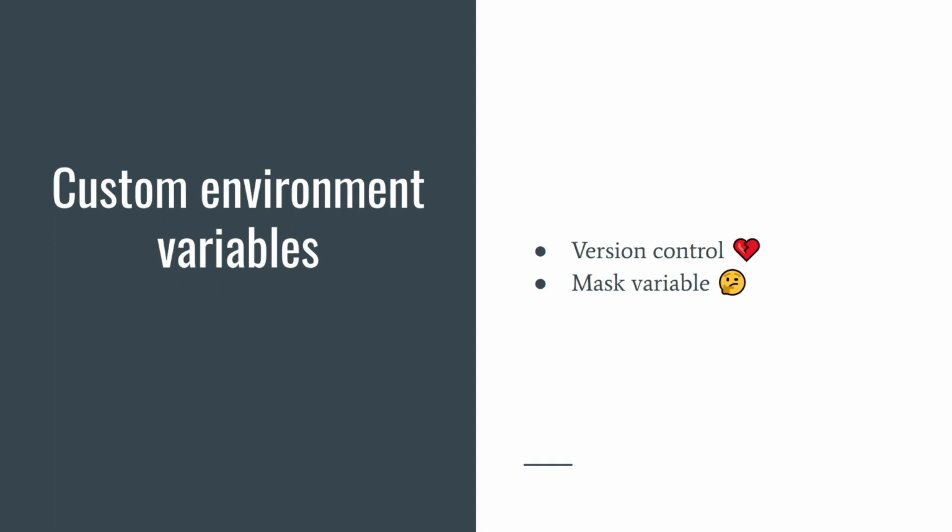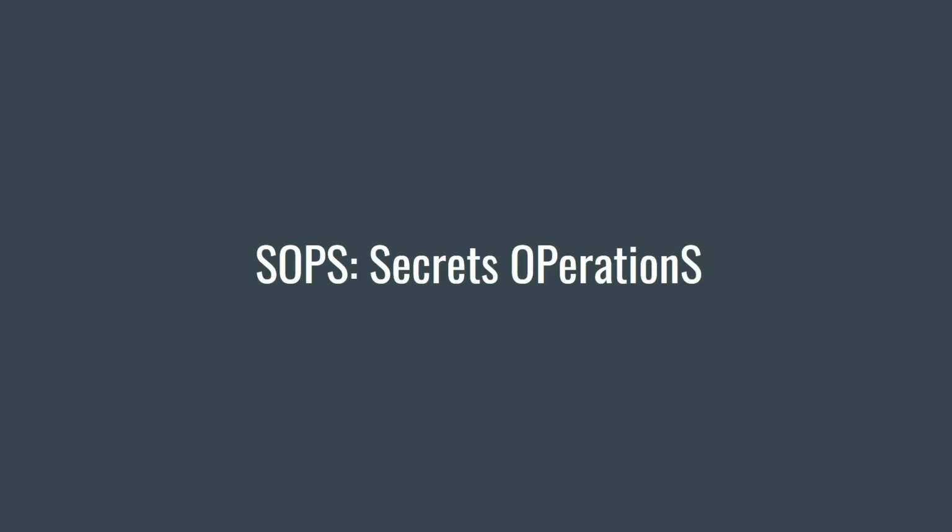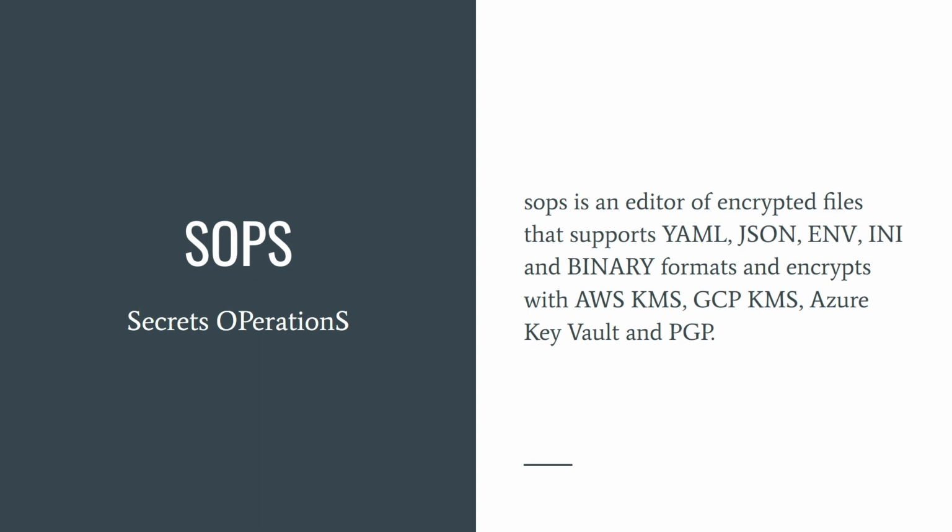So maybe we can keep our secrets in a Git repository. Then there will be versioning by default. Such an approach would be useful for storing passwords, for example. We can use Sops for this. Sops means secrets operations. What is it? Sops is an editor of encrypted files and encrypts with AWS KMS, GCP KMS, Azure Key Vault, and PGP. So using Sops, we can easily encrypt and decrypt our data.